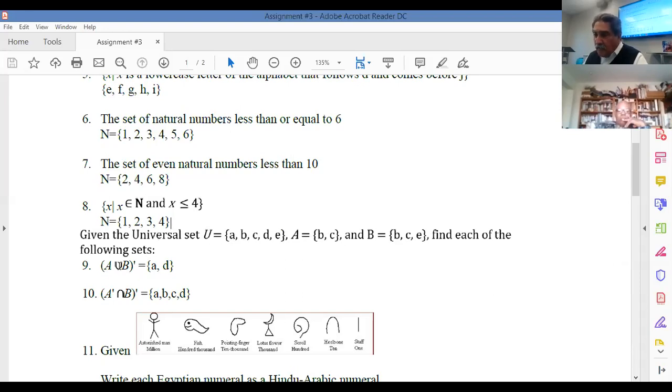A union B, not. You see, first you have to find the union of A and B, and then not. I will show you on my pad how it works, but just by looking at it, what is in both A and B? B and C, okay? Then it says prime it, make it not.